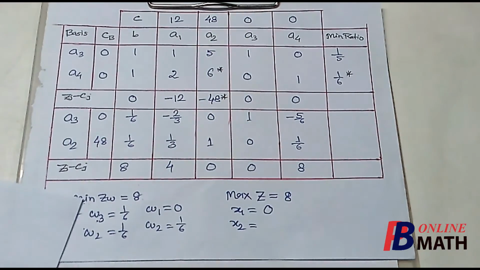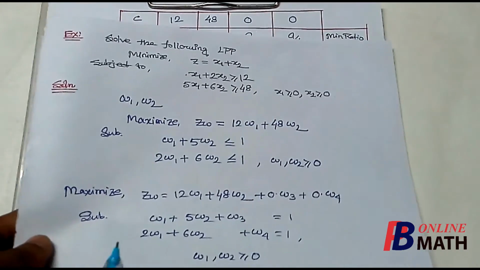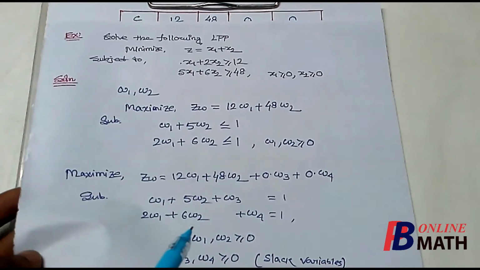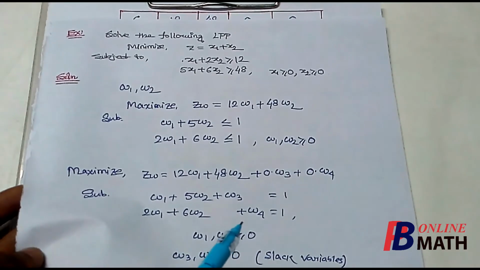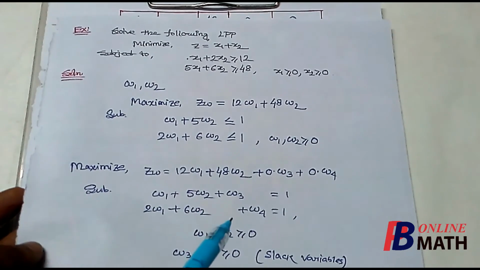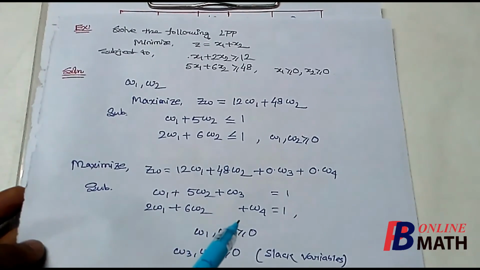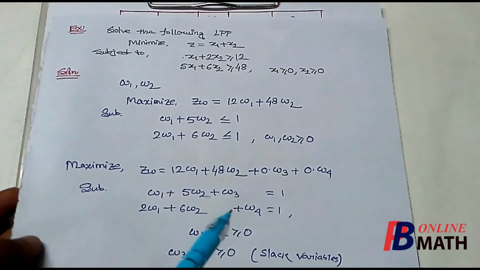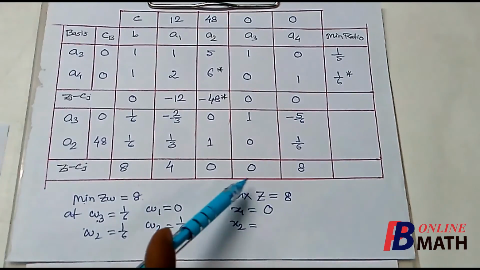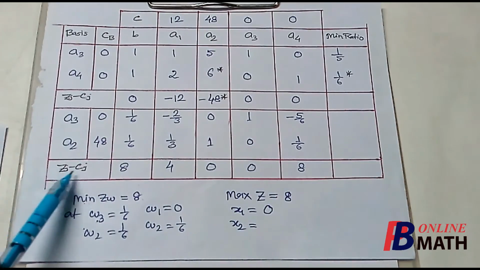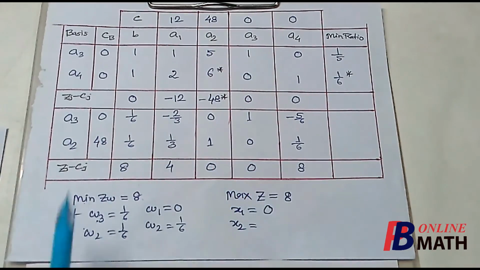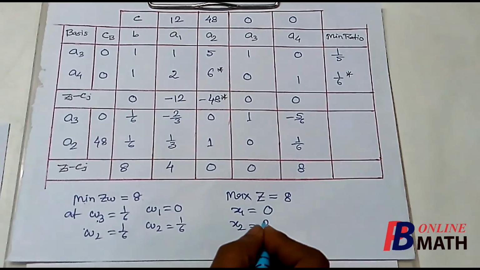Next, to find the value of x2, we have to consider the second constraint, and the slack variable which we have introduced in this second constraint is omega 4. So the value of x2 can be found from the zj minus cj value of omega 4 or a4 in the final optimal table. So in the final optimal table we find that the zj minus cj value of a4, that is of omega 4, is 8. So the value of x2 will be 8.